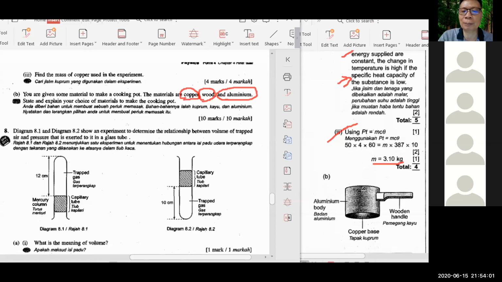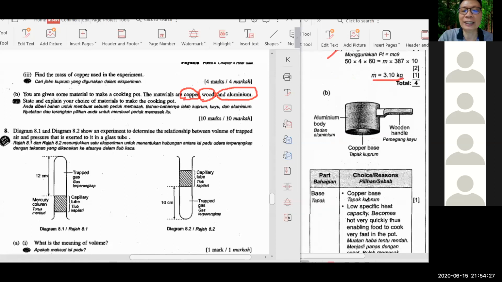Then aluminum. Aluminum we put at the body here. And one thing, aluminum is also good, right? Aluminum is also a type of metal that can transfer heat faster. So by doing this, do you think you can get 10 marks then? Okay, never mind. Now we're going to see the answer.